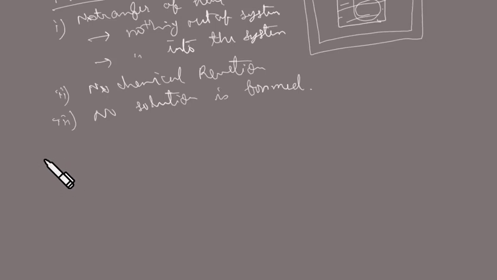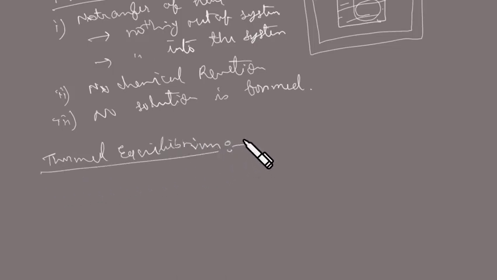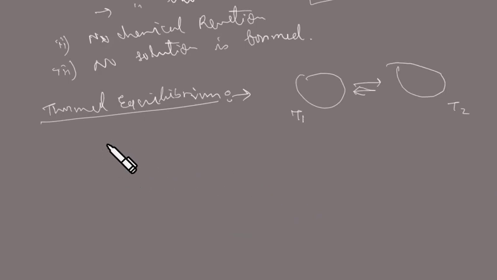And last but not the least, we must talk about something which is very important, and that's called thermal equilibrium. What is the meaning of thermal equilibrium? Two bodies are said to be in thermal equilibrium with each other when the temperature of the bodies is the same. If the temperature of the first body is T1, and the temperature of the second body is T2, then they are said to be in thermal equilibrium only when T1 equals T2.